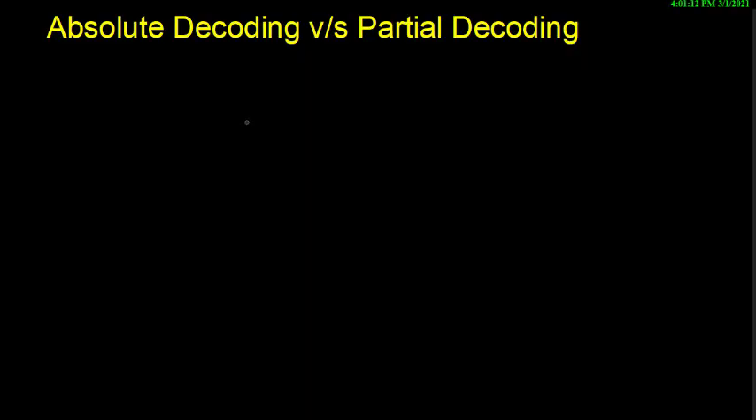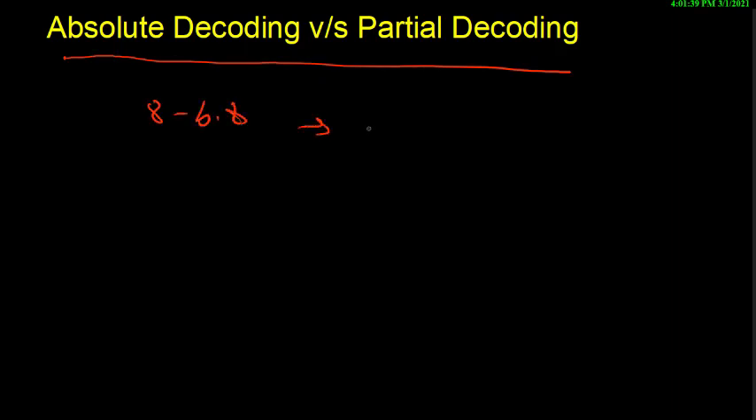Now in peripheral input output, we have 2 types of decoding. One is absolute decoding, the other is partial decoding. As seen in the previous slide, the port address is of 8 bits, that is 1 byte. So if all the 8 bits are used for decoding the address of a particular peripheral or input output, then it is called absolute decoding. Now with 8 bits, we can make 2 raised to 8 combinations, which is 256.